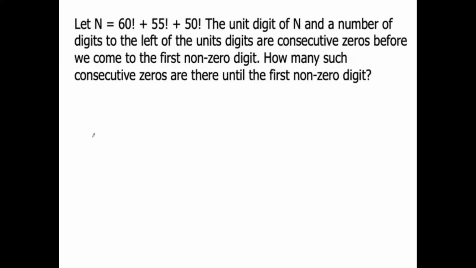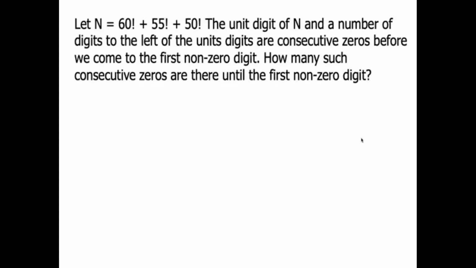Just to review what factorials are about, that exclamation point there, what that's saying is multiply whatever number, so 60, by every integer down to 1. So for instance, if I had the number 4 factorial, what that's saying is take 4 times 3 times 2 times 1. So what this problem is asking us to do is add 3 huge numbers together. And how big are these numbers?